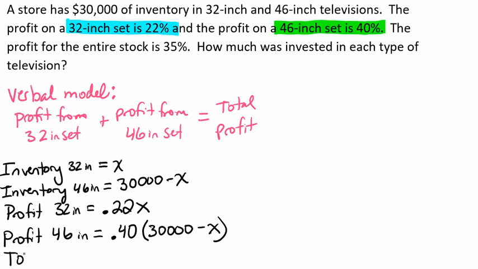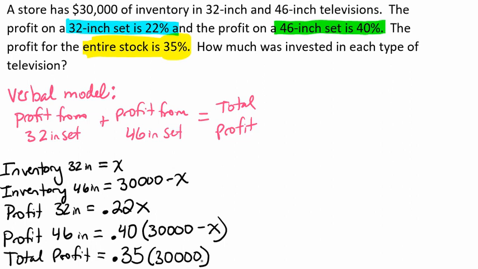Then we also need to know total profit. So our total profit is going to be 35% from the entire stock. To write that, we're going to put 35% as a decimal, so 0.35, and our entire stock was the $30,000 worth, which actually gives us a value of $10,500. So now we're able to plug these things into our equation.